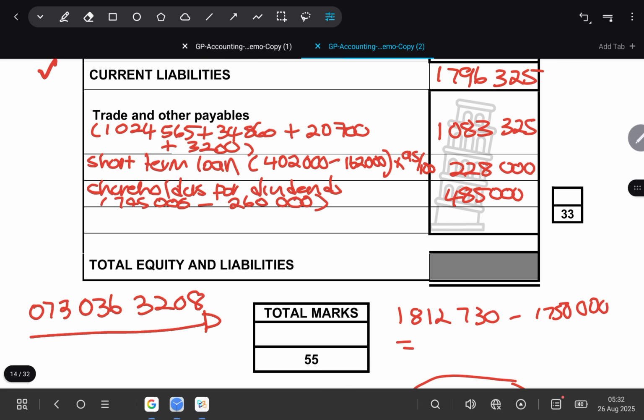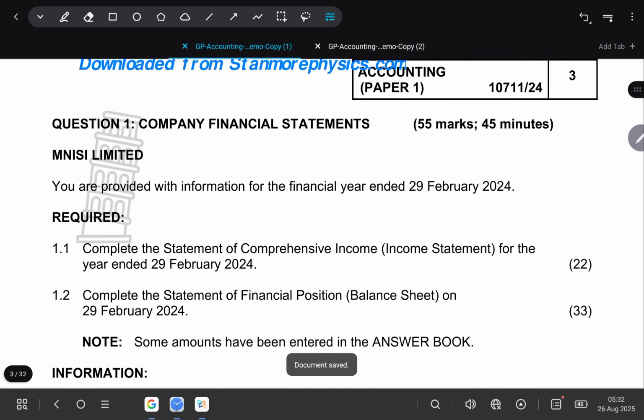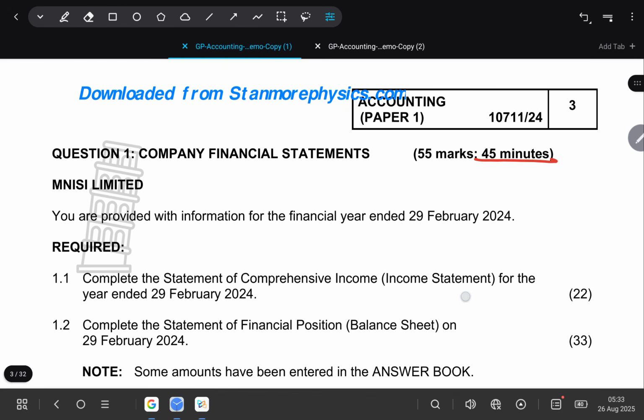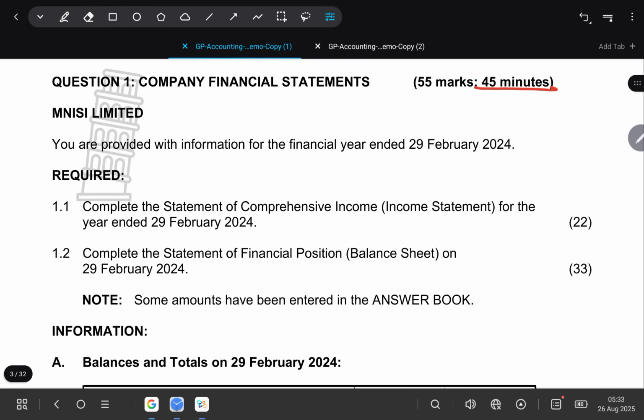1,796,325. Now remember, I want to show you something. We were supposed to complete this in about, I want to check the time. Remember, here I'm explaining we are supposed to take 45 minutes, but if you look at the records, it says that we finished at 39 minutes. Okay, so it means that time management, guys, we are very good at it.